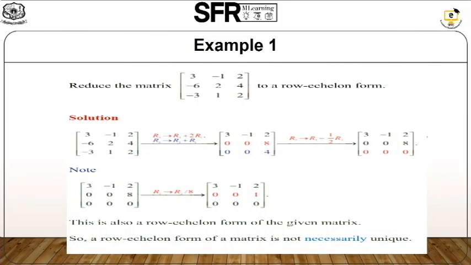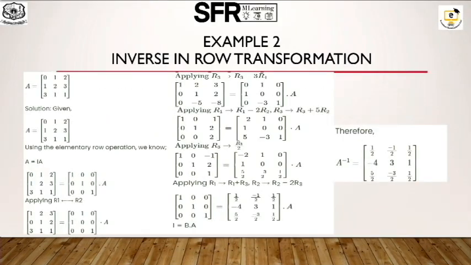This is an example of converting a matrix into row echelon form. Here also we apply the same rules, either by row or column, and then we reduce the matrix into row echelon form. These are all examples for converting to row echelon form and reduced row echelon form, or for finding the inverse using row transformations.